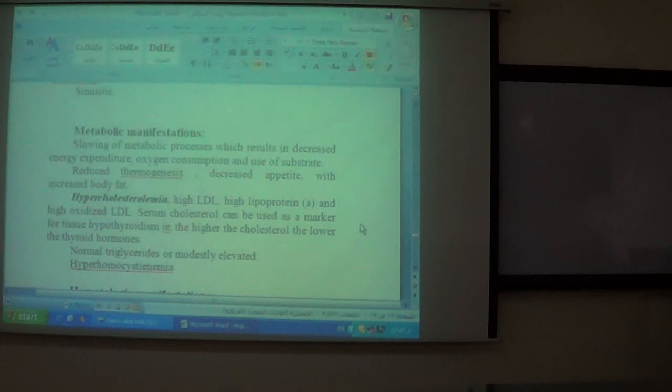Normal triglyceride or modestly elevated. There is hyperhomocysteinemia, one of the newly common risk factors in the battery of risk factors for atherosclerosis.